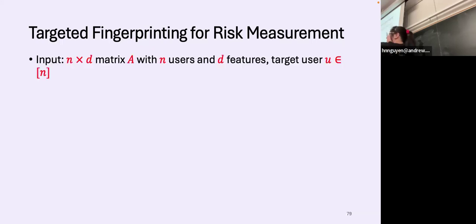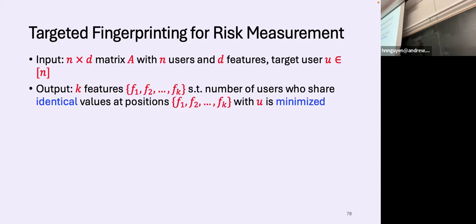Okay, so the application I promised. Let's run through it. It's going to look really, really similar. In targeted fingerprinting, I have a matrix. And now let's just say we have n users and d features instead of items and subsets. And I'm going to have some target user U. And what do I want to output? Well, I just want to output k features, so k columns, such that the number of users who share identical values with U is minimized. So I just want to separate U from everyone else.